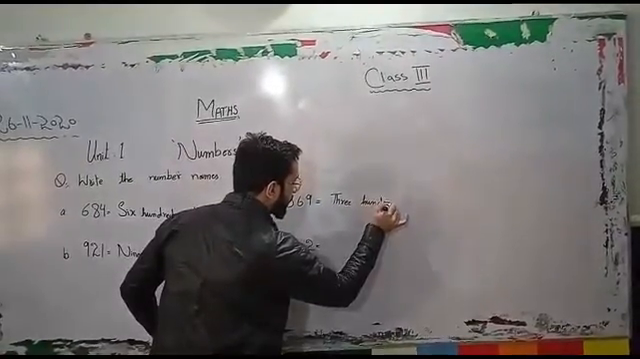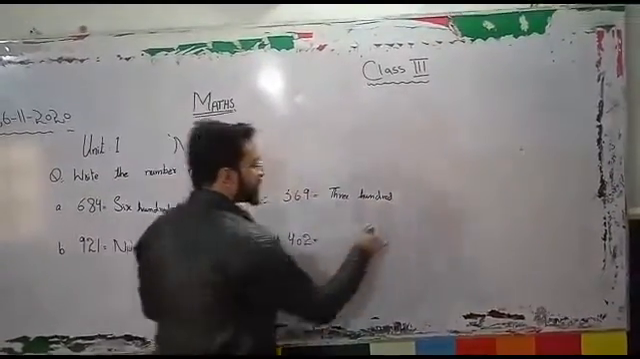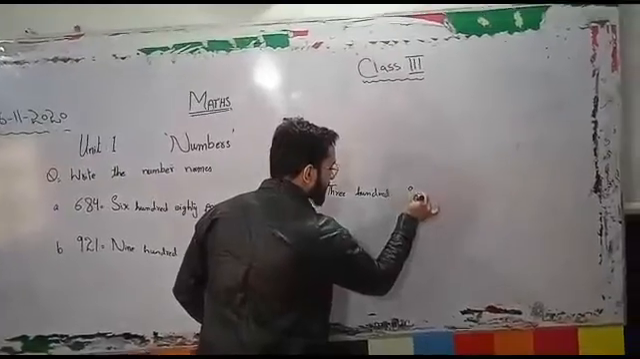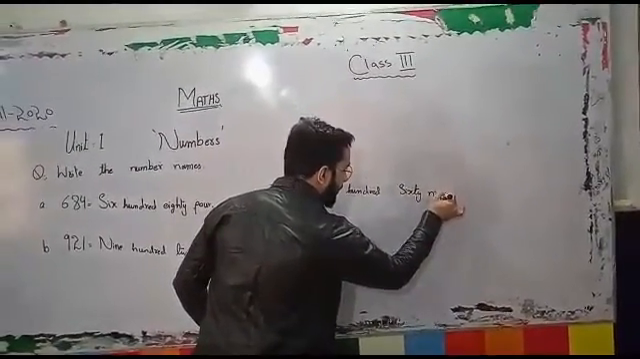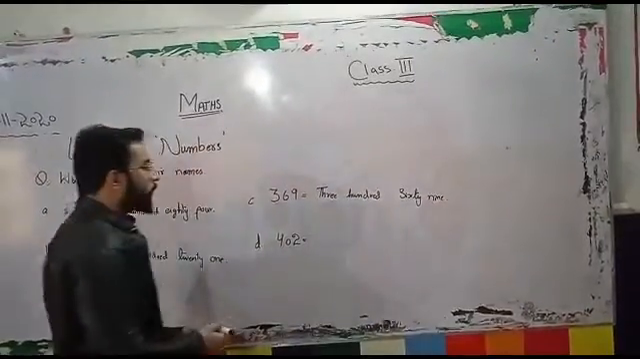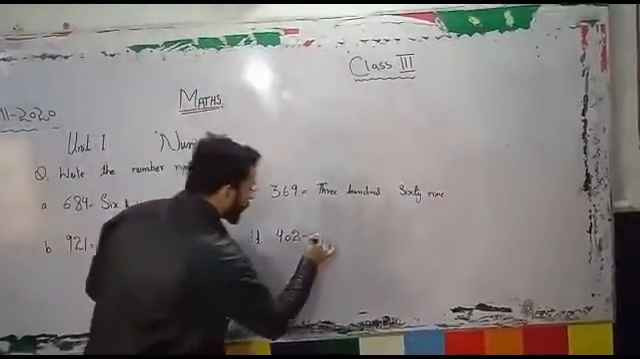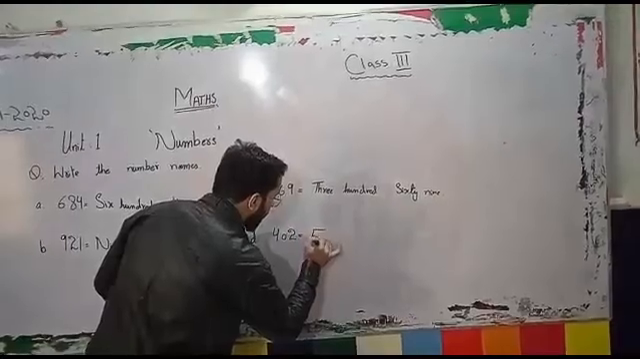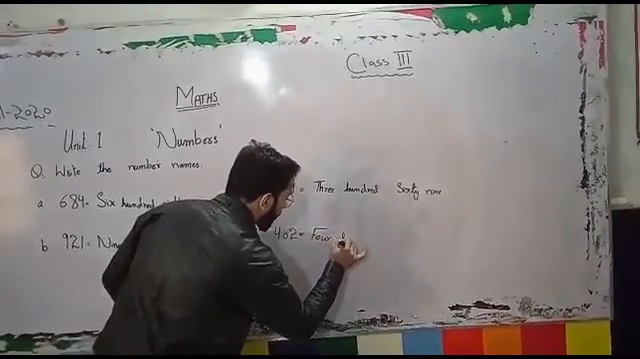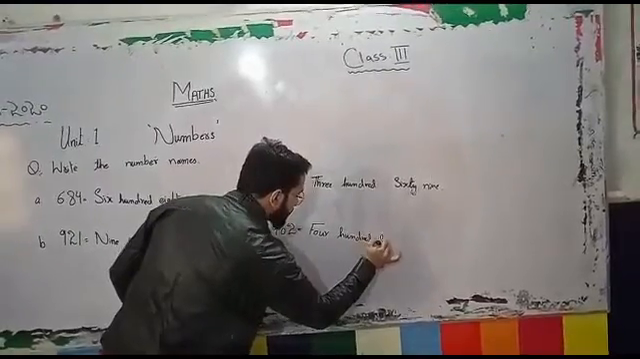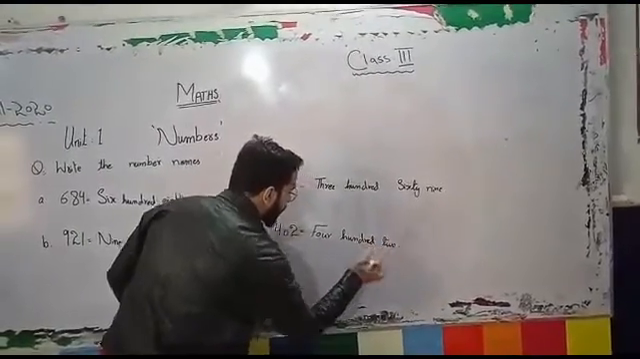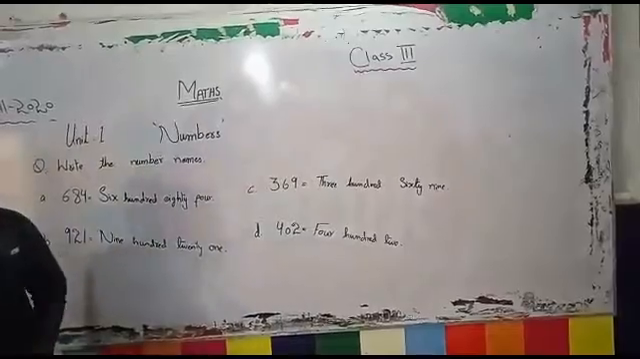3 HUNDRED 100, 69: SIX 6 TY 60, NINE 9. Okay, then 402: FOUR 400, HUNDRED 100, TWO 2. Here we write 402.